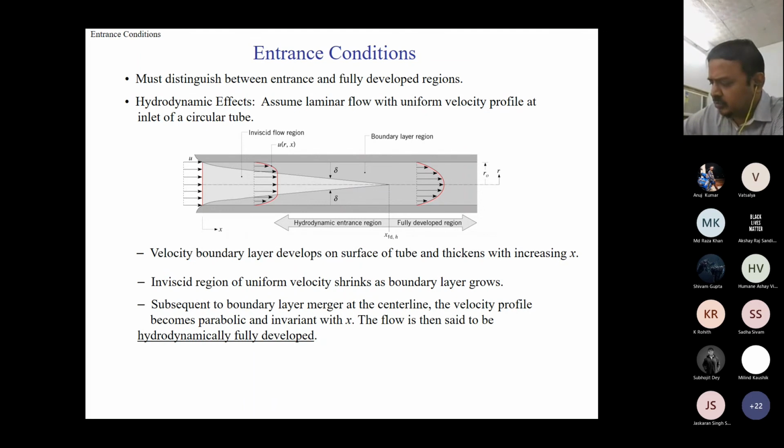Okay, the boundary layer thicknesses keep increasing, just like in a flat plate. But at some point, which is XFD, the position of x where the flow becomes fully developed, the boundary layers merge and we get the fully developed flow. Then this flow is called hydrodynamically fully developed.